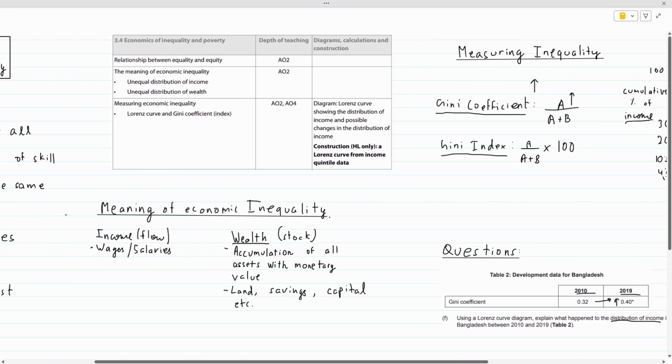Okay. Now, moving on, we now have to talk about the meaning of economic inequality. So, the basic idea is pretty simple, which is that in every economy, you'll see that not everyone plays on a level playing field. There are inequalities in wealth and income, and no economy is perfect in that matter. But the important aspect to learn here is the distinction between the concepts of income and wealth.